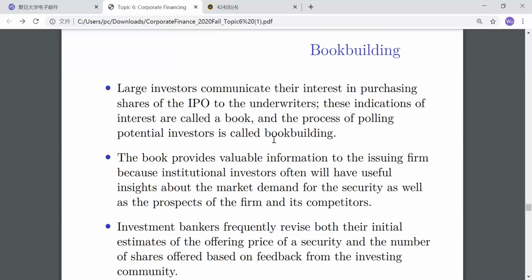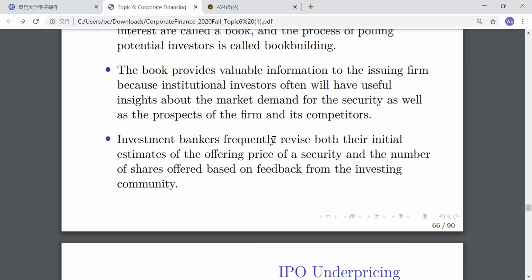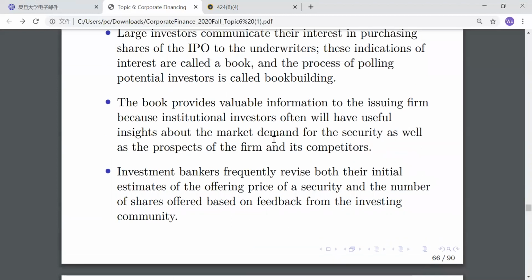And then the book provides valuable information to the issuing firm because institutional investors often will have useful insights about the market demands for the security, also for the firm. So this is very important because, again, this tells you how much you want to issue, right? And also what price you want to offer. And based on the book building, based on the potential demand, potential interest from the institutional investors, bankers frequently revise the initial estimated offering price, right? And also the number of shares, of course.